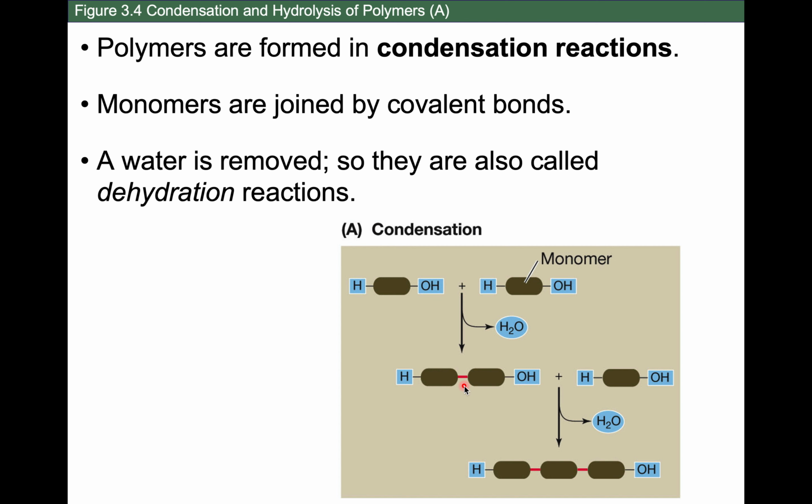And these polymers are always going to be big molecules, so we're going to link lots of these monomers together. So we bring two together, dehydration reaction, remove the water, form that covalent bond, bring in a third monomer, another dehydration reaction, remove the water, form another covalent bond, and so on. So we could just build this long chain of these monomers linked together, and that is our polymer.